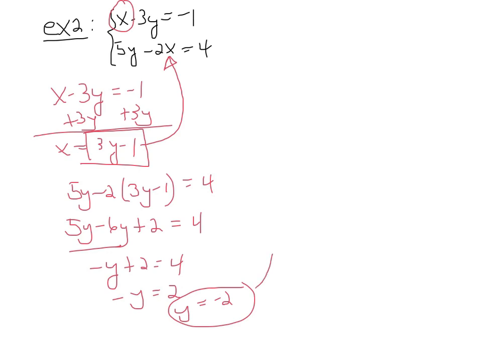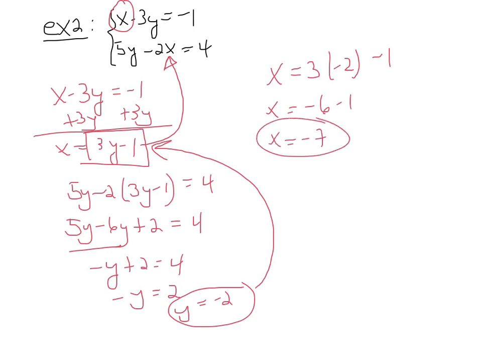And then the easiest place to go is right back to our very first equation. And we can say x equals 3 times y minus 1, or negative 6 minus 1, or negative 7. So the solution is negative 7 comma negative 2.